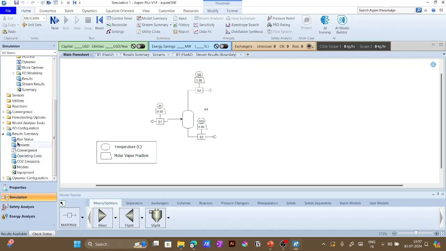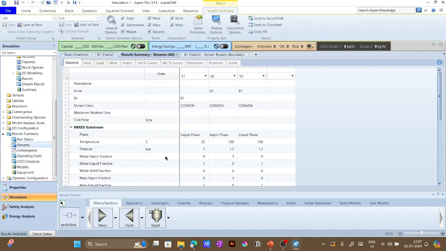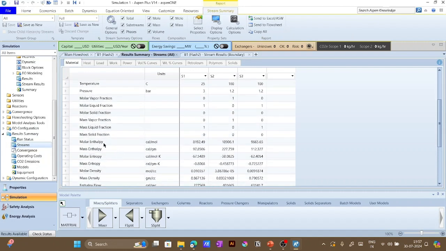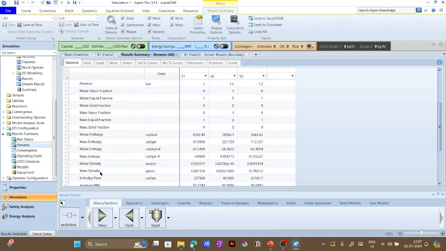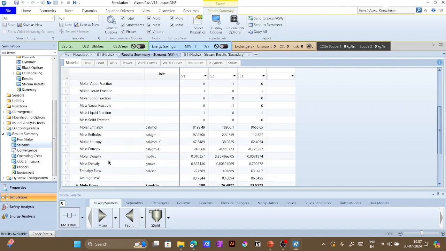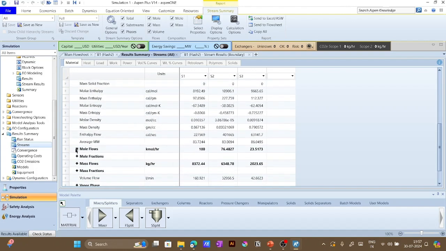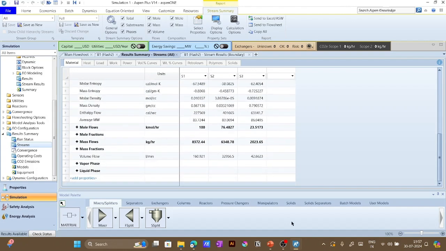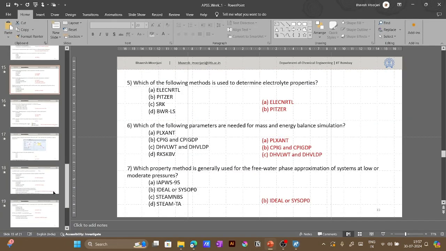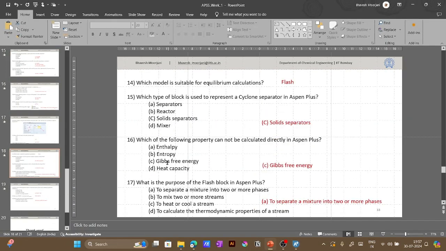See, here results are available. What I was showing you is the stream result. Here you will see you have molar enthalpy, molar mass entropy, you also have enthalpy flow rate, but you won't have this Gibbs free energy. So for the question of what property is not directly calculated, it's Gibbs free energy.